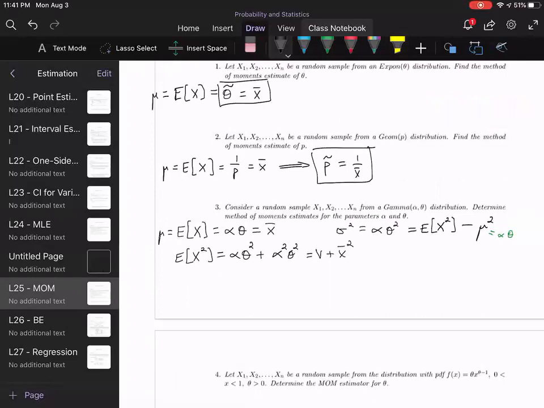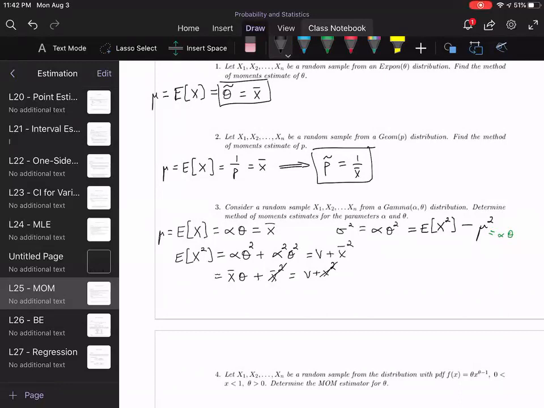All right, so we need to solve for alpha and theta. I am going to use a trick. I see that alpha theta is x bar. And so over here, alpha theta squared is alpha theta times theta. So alpha theta is x bar times the remaining theta. And over here, I have alpha theta quantity squared. So that's x bar squared. And this equals v plus x bar squared. Now the x bar squares cancel out in this case.